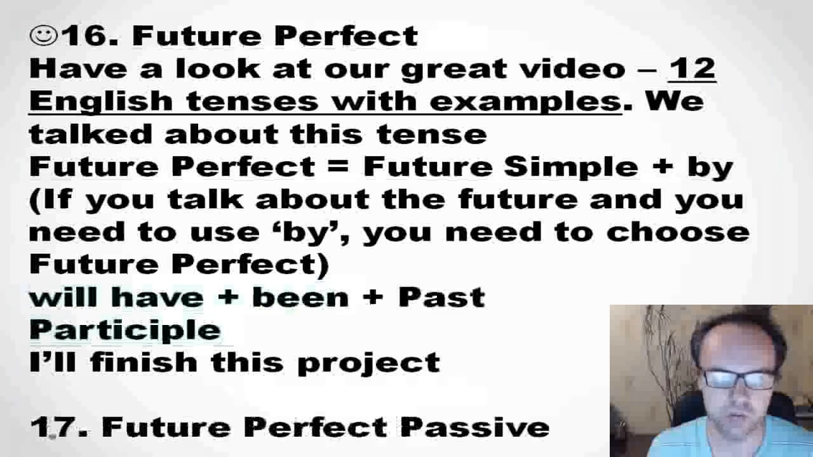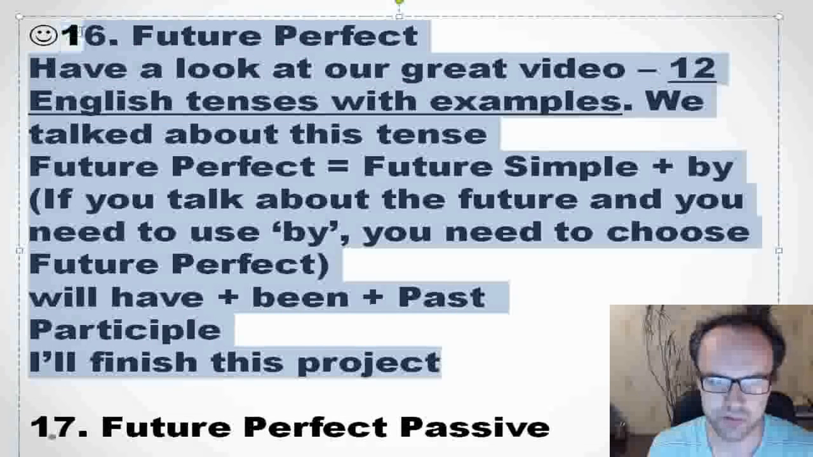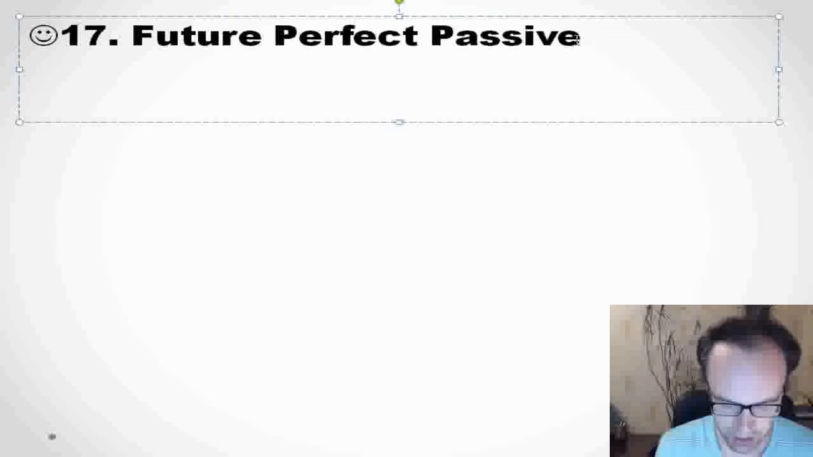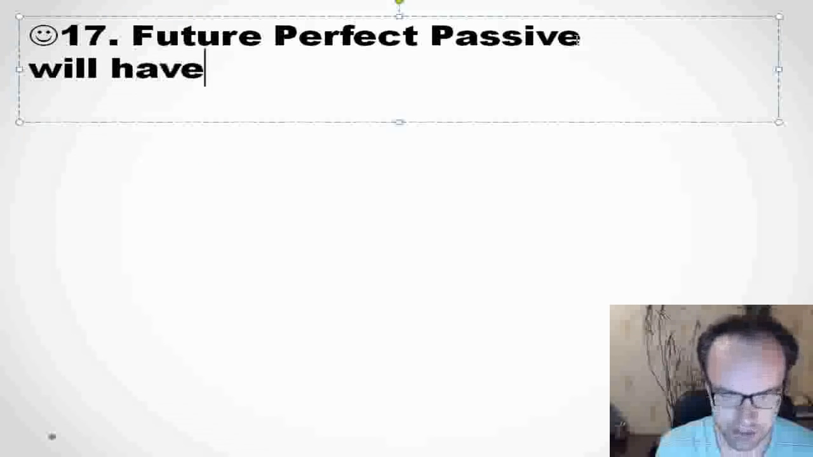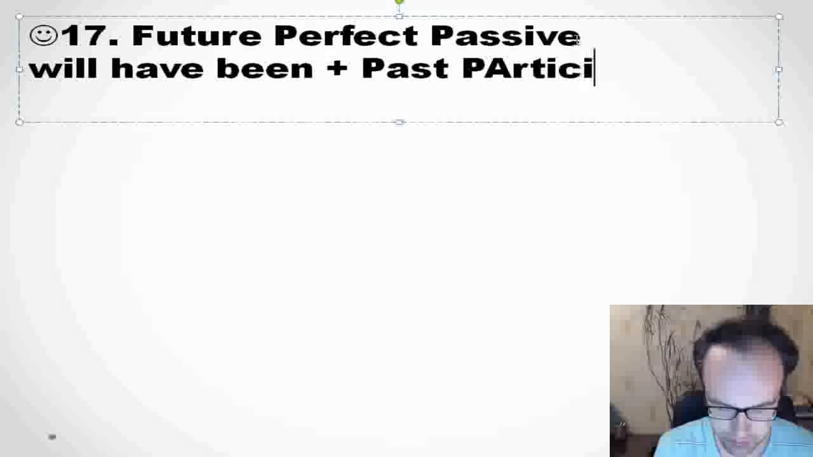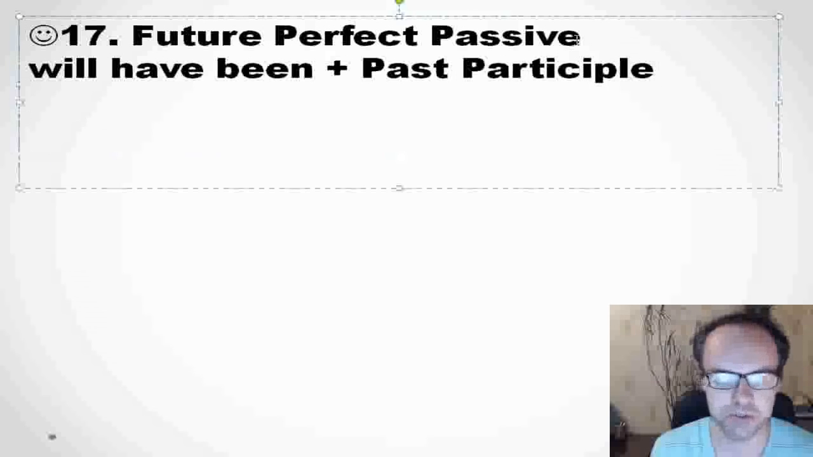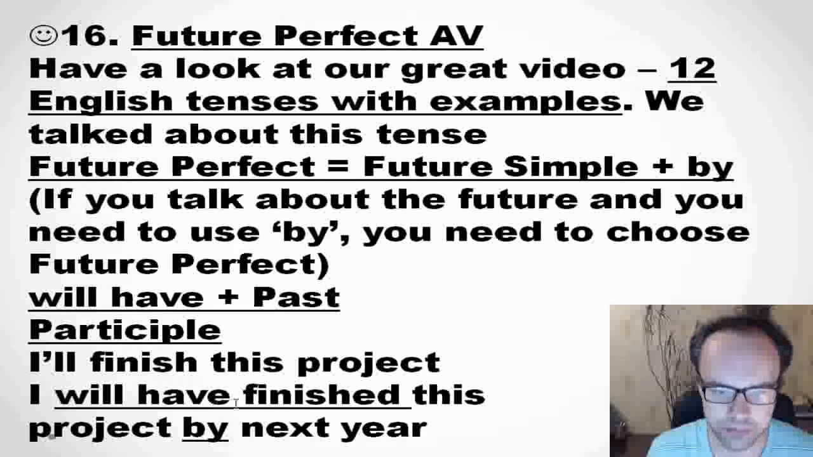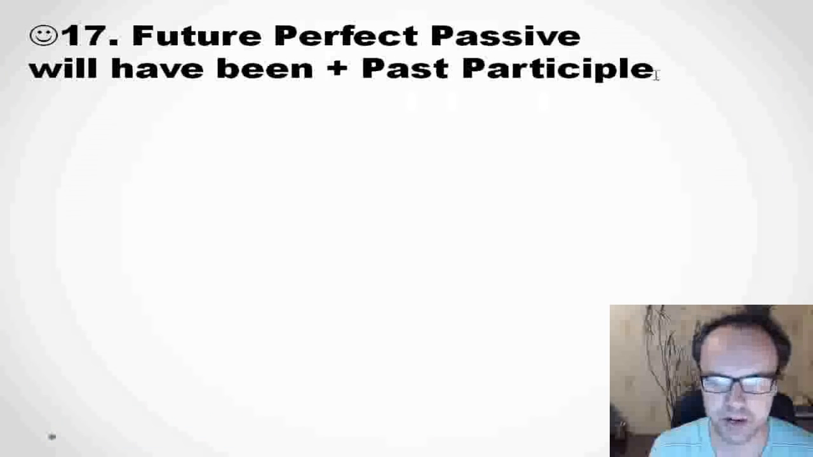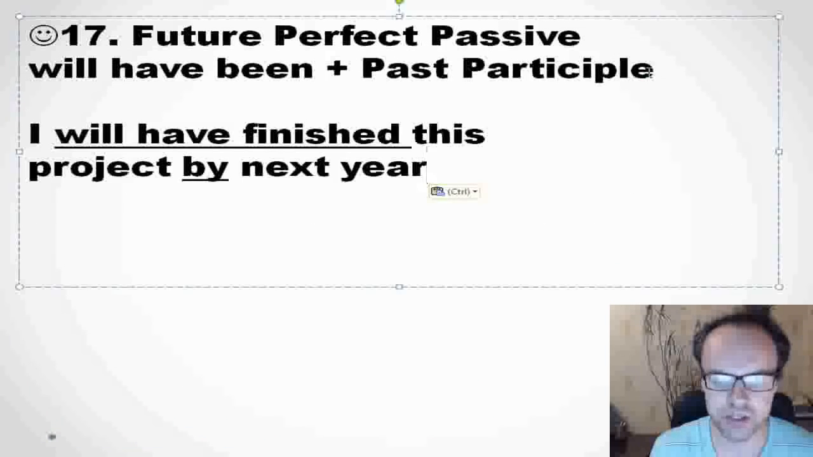Okay, next. Future perfect passive. It's number 17. So how do we form it? We'll have been plus past participle. So we had this example: I will have finished this project by next year. It's future perfect active voice.